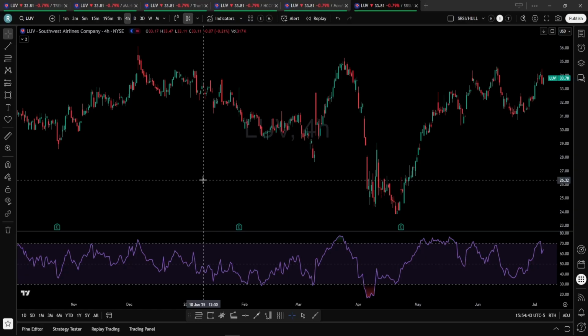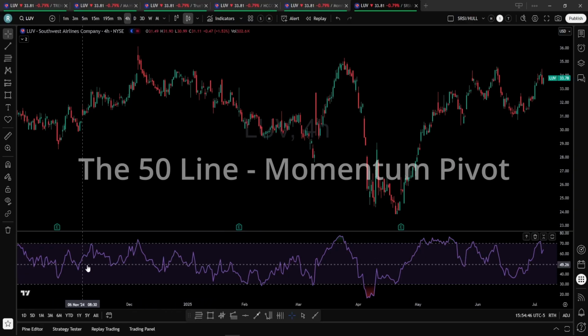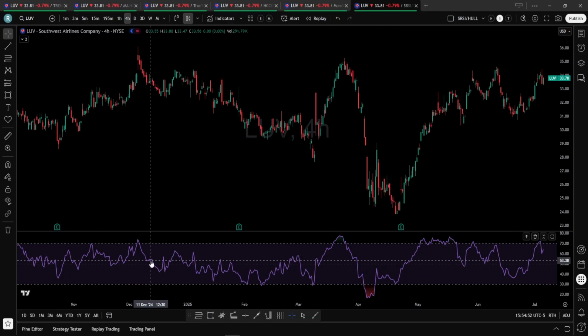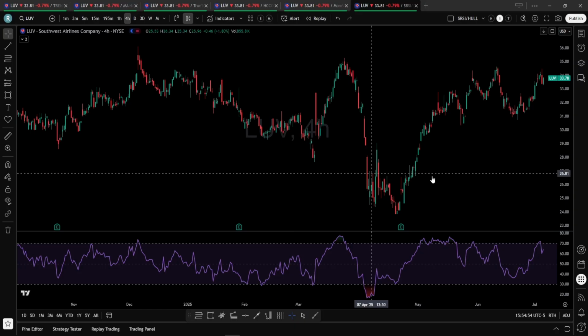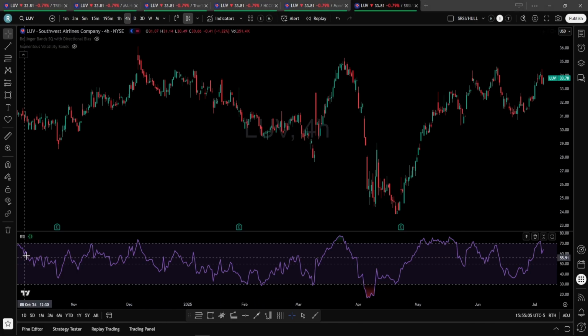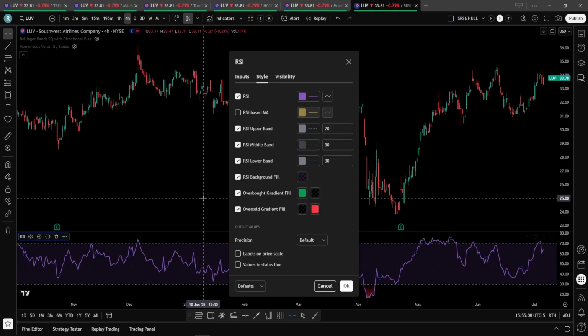The first one is the 50% line, right here in the middle. Now, I happen to have this RSI indicator on my TradingView chart, but you'll find that the RSI indicator is available on multiple charting platforms. In this case, I have it set in settings so that my upper band is at 70. There's the middle band that we're going to be talking about now, and the lower band is at 30. This is pretty standard, and most would consider it the default settings.